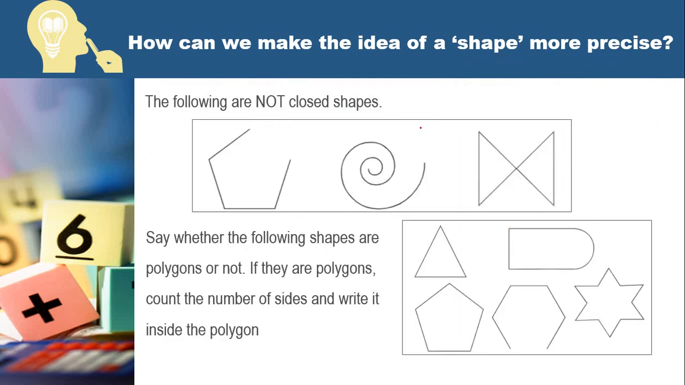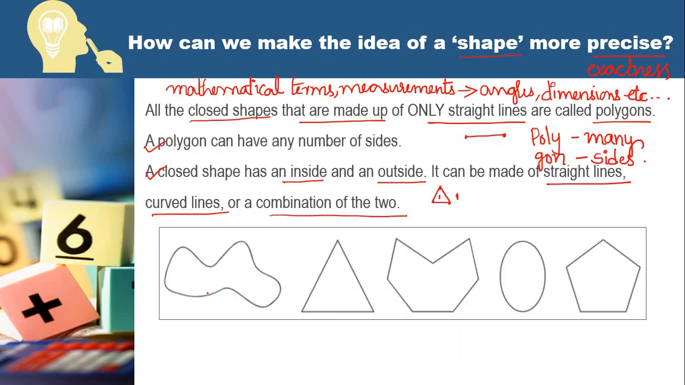The following are not closed shapes. Look at the shapes given in this box, children. This shape is made up of only curved lines. This shape is made up of only straight lines. This is also a shape made up of only straight lines. This shape is made up of only curved lines. And here the final shape is also made up of straight lines.